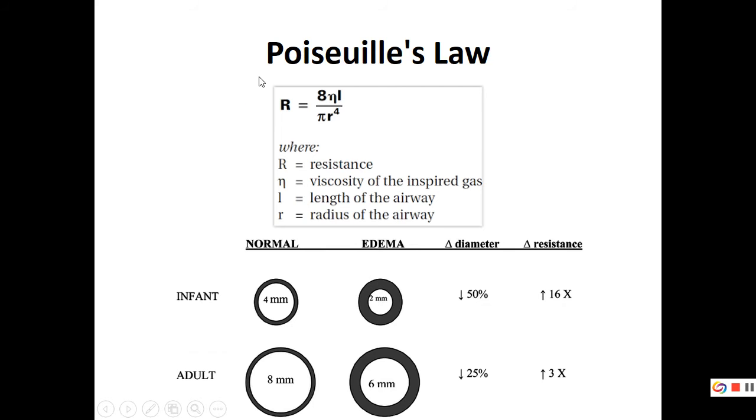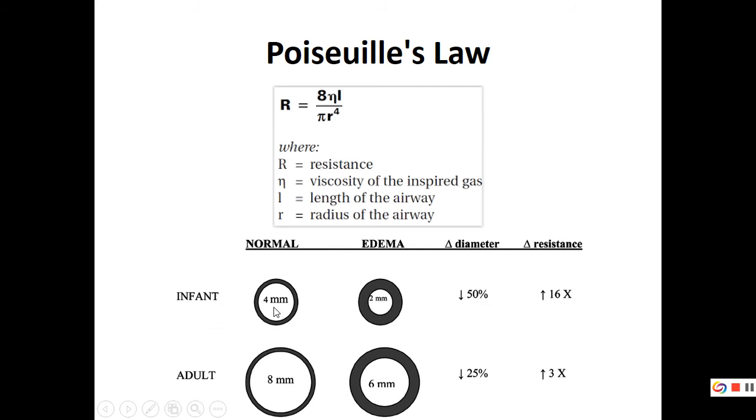So the first one is, I'm not French, but Poiseuille's law, and this deals with flow of gas or fluid through a tube. The resistance of flow, R, is proportional to 8 times the viscosity of the inspired gas times L, which is the length of the airway, over pi times the radius of the airway to the 4th power. Well, this is highly important. We're going to go through this example.